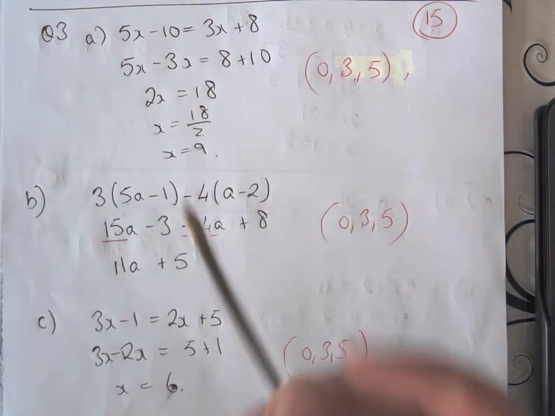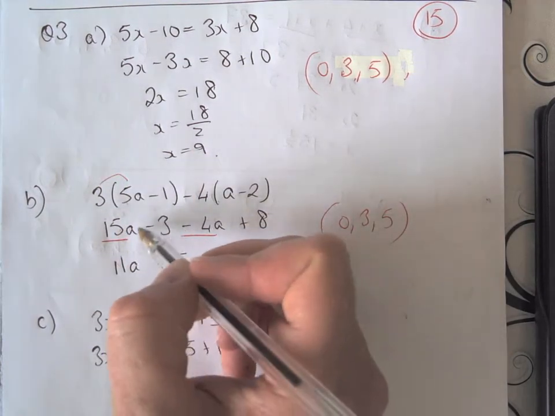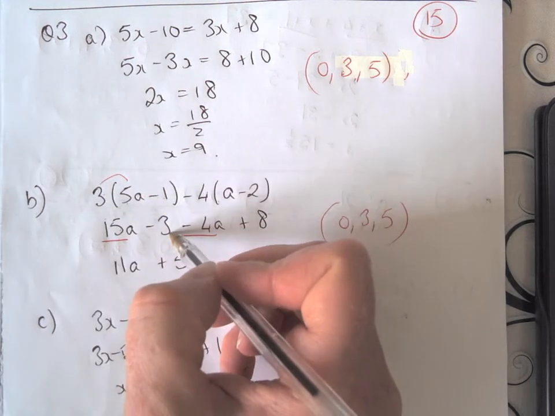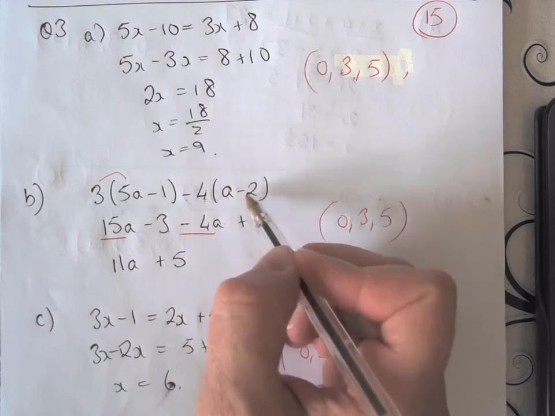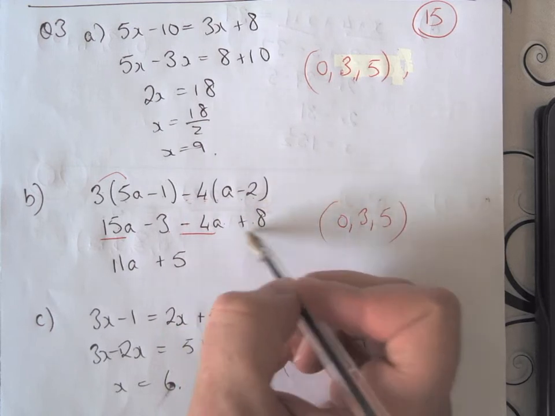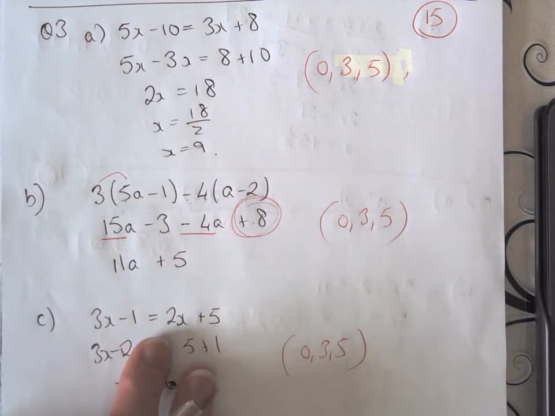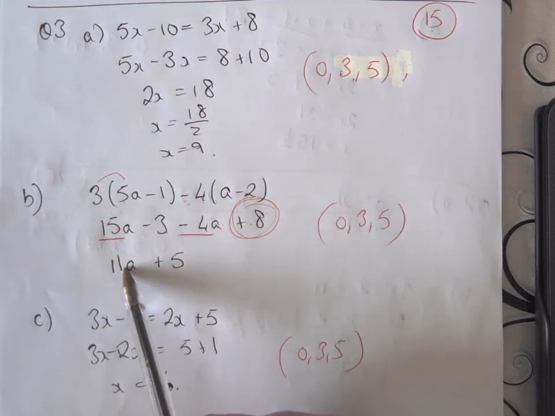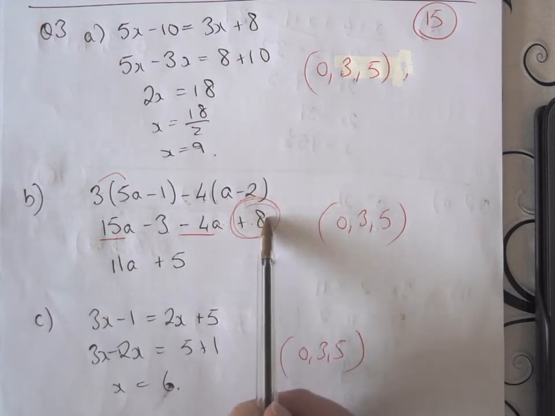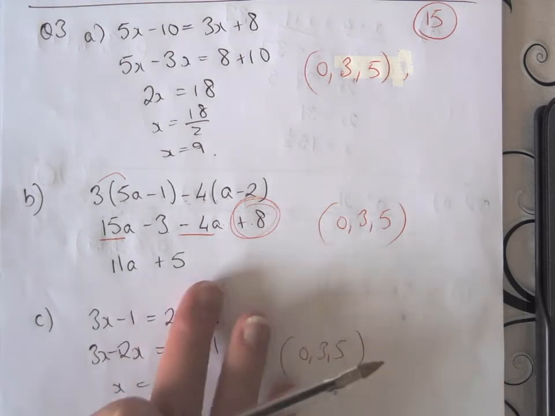Here you needed to multiply first. 3 times 5 is 15, so 15a. 3 times minus 1 is minus 3. Minus 4 times a is minus 4a, and minus 4 times minus 2 is plus 8. So then put your a's together. 15a take away 4a is 11a, and minus 3 plus 8 is 5. Okay, and those 5 marks going for that.